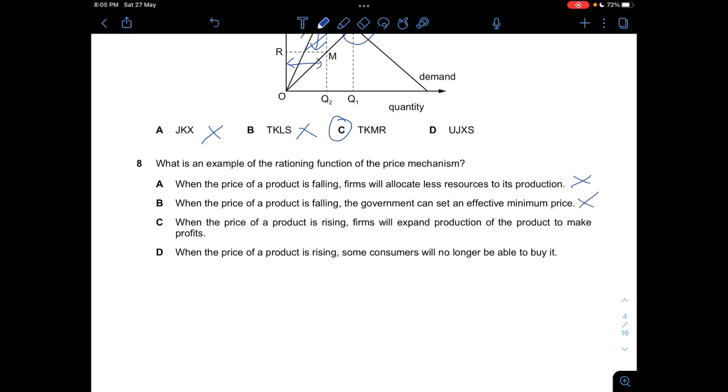C, it says when the price of product is rising, firms will expand production of product to make profits. This is price signaling. And D, it says when the price of product is rising, some consumers will no longer be able to buy. This is price rationing.